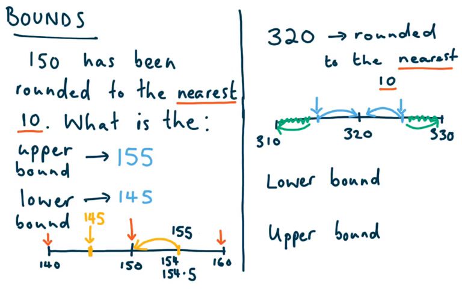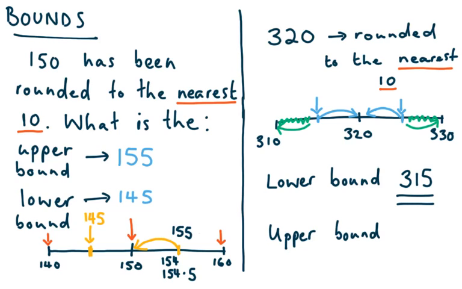So, what's the smallest number that would round up to 320? Is it 318? No, I can think of a smaller one. Is it 312? No, that would round to 310. What's the smallest number that would round up to 320? 315. That would be the lower bound, and this picture really helps.